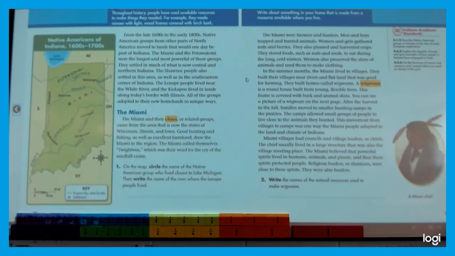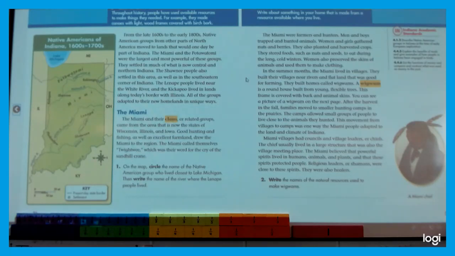In the summer months, the Miami lived in villages. They built their villages near rivers and flatland that was good for farming. They built homes called wigwams. A wigwam is a round house built from young, flexible trees, and we will see a picture of a wigwam on the next page. This frame is covered with bark, like tree bark, and animal skins. You can see a picture of a wigwam on the next page. Whoops, I was ahead of the book.